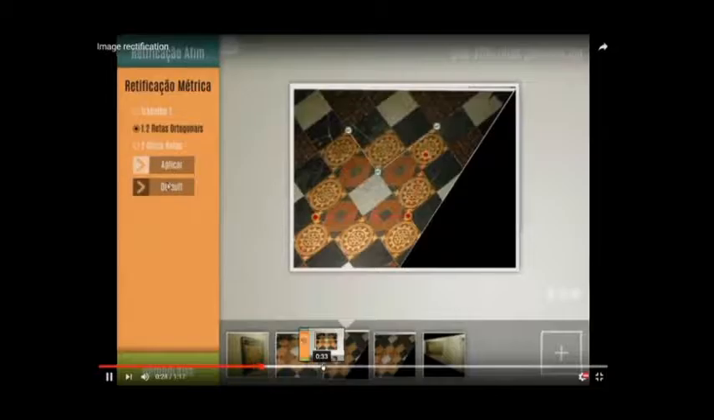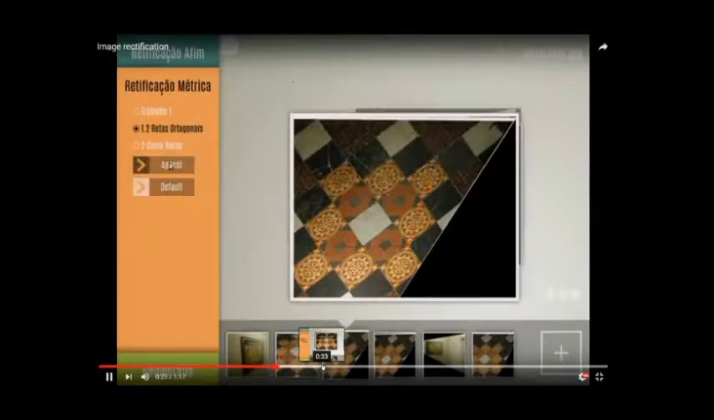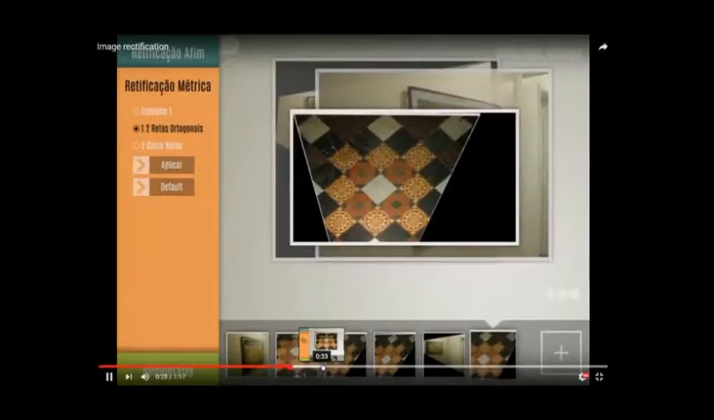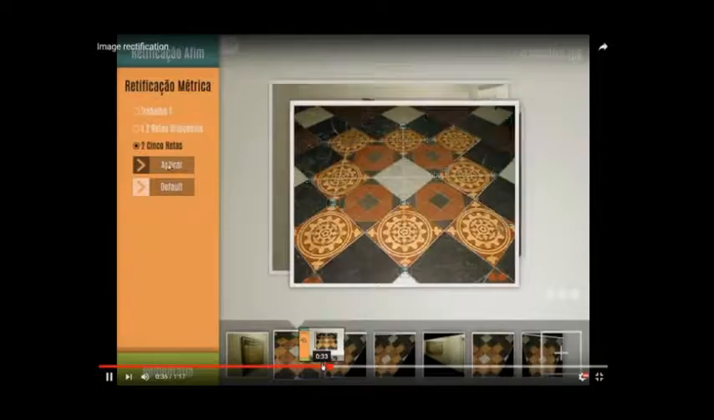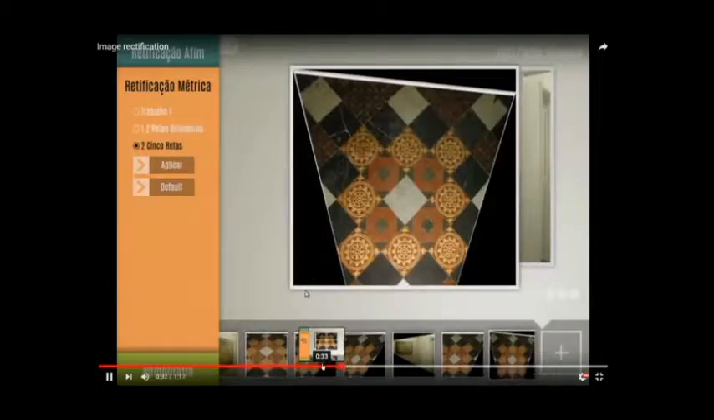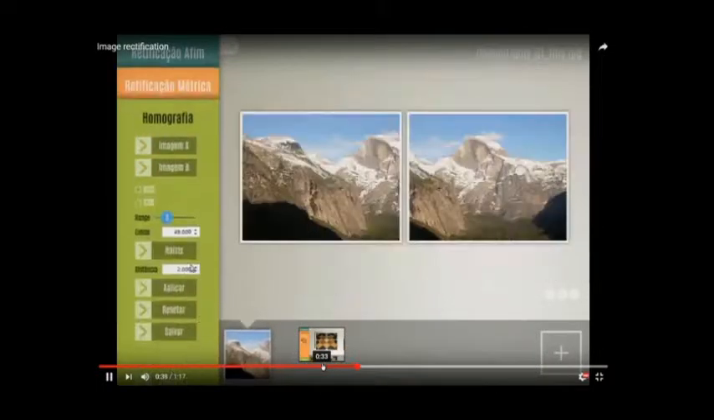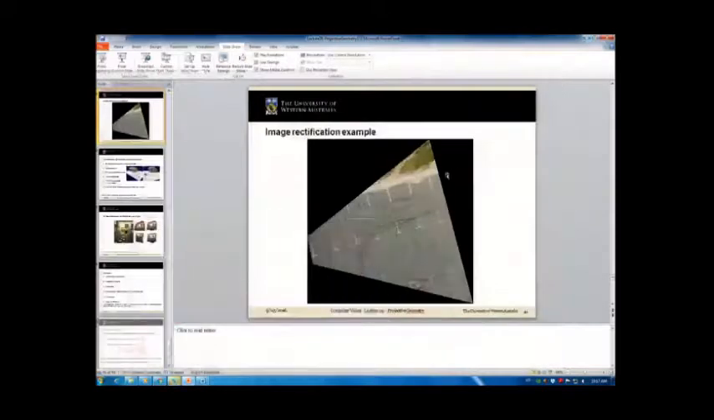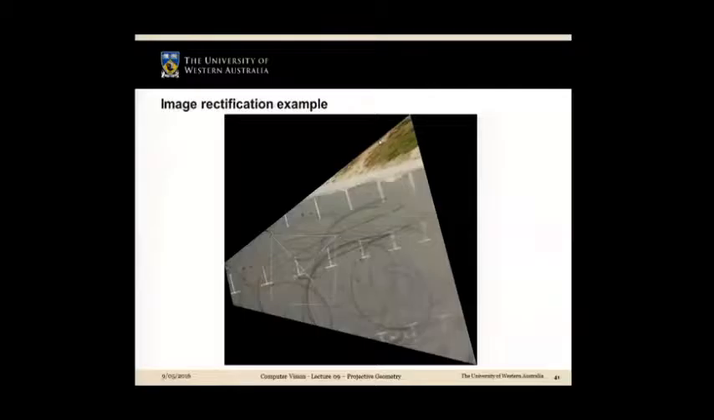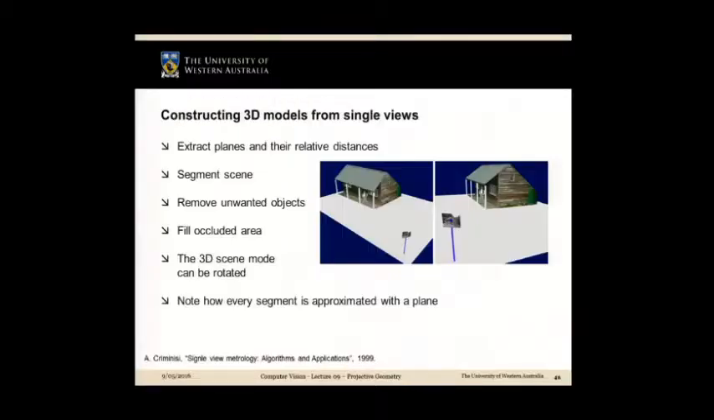Now similarly, using the same strategy, if you're interested in recovering some information about some shape or some pattern in a given image, you can always use image rectification to get that information, right? So that's just a brief video example of image rectification. These are some of the practical applications you can use in archaeology and all that stuff, right?